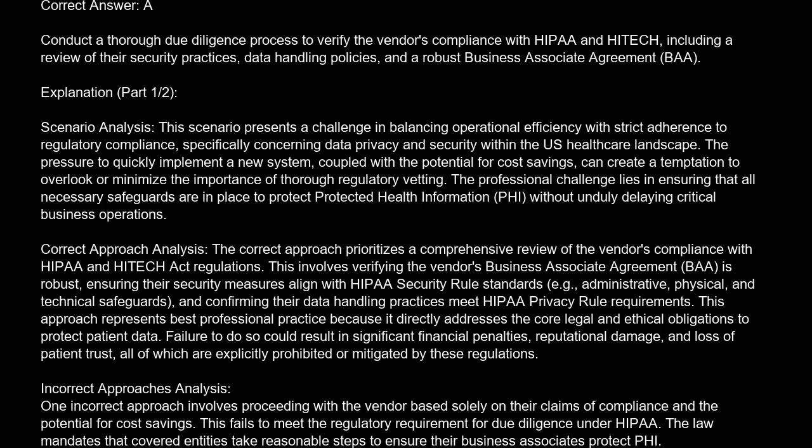The correct answer is A. Conduct a thorough due diligence process to verify the vendor's compliance with HIPAA and HITECH, including a review of their security practices, data handling policies, and a robust business associate agreement (BAA).